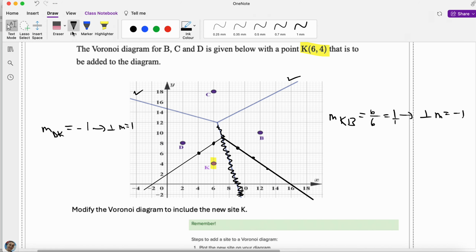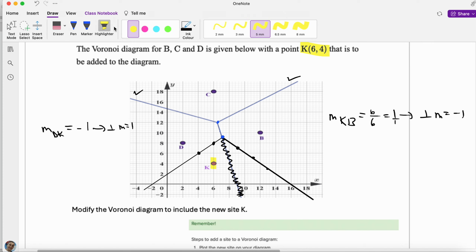So actually what we are going to need is this line, okay? Because you have an intersection here and you have an intersection here, and then you would just connect them by this line, okay? And so your new Voronoi diagram looks like this, okay?